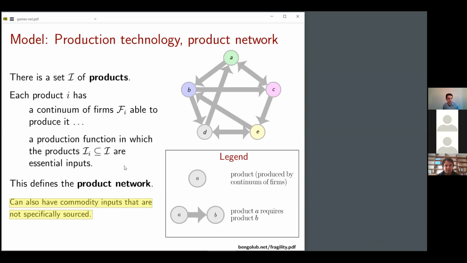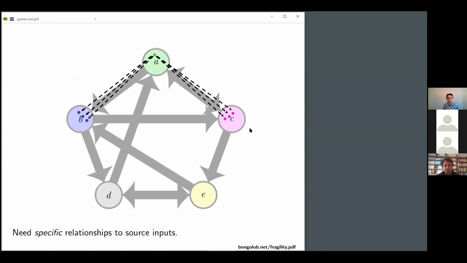Okay, so that's a key primitive, and please chime in with questions about that. Note that you can have bidirectional relationships between services. For example, legal services and financial services might both source from the other, companies that make each can source from the other, and that's permitted in the model.